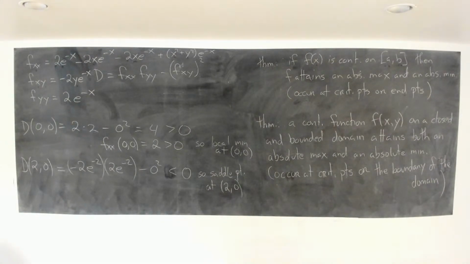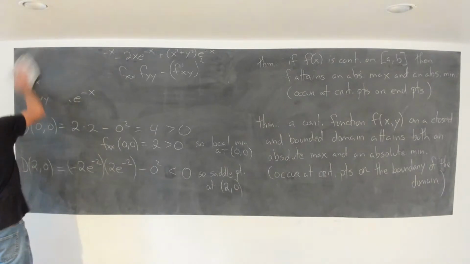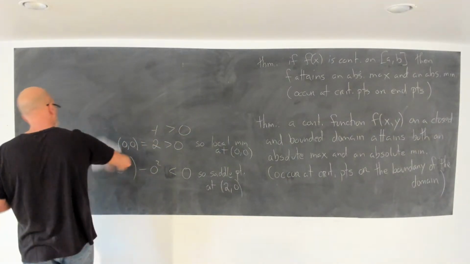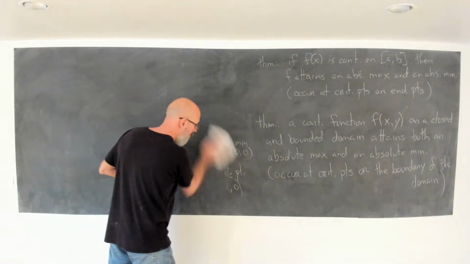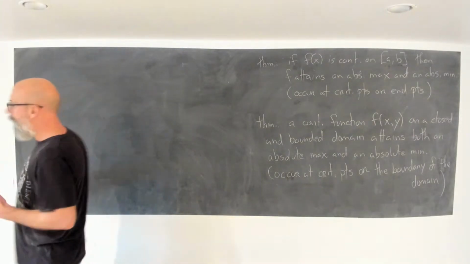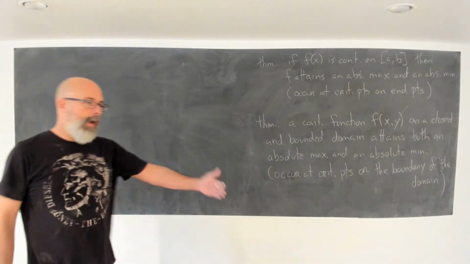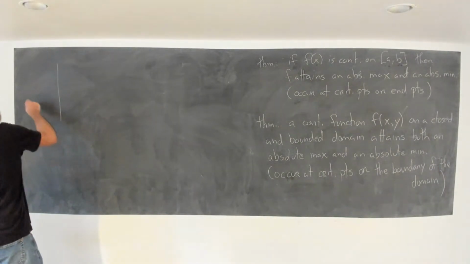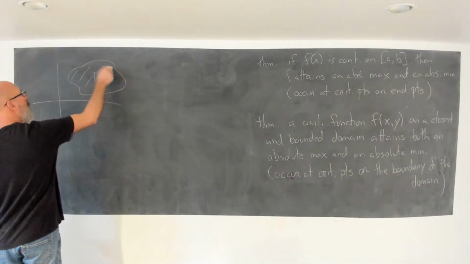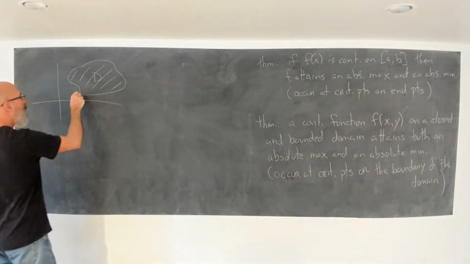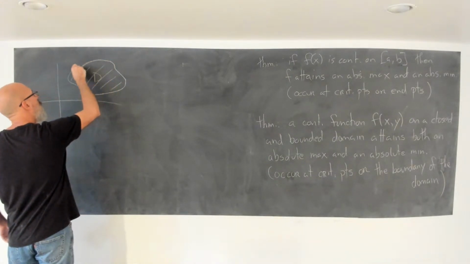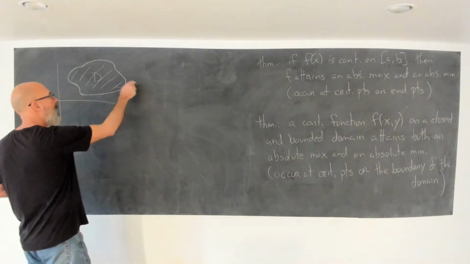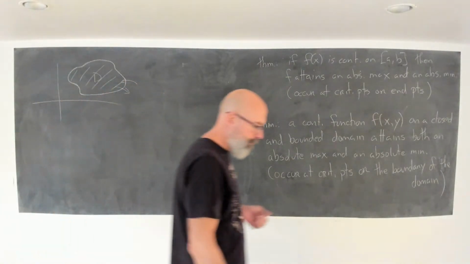And now the obvious question arises: what is the boundary? Well, the boundary is exactly what you think it is. The boundary is what you cross to go out of your domain or to go into the domain. If this is your domain, then the boundary is this. It's what you cross to get out or to go back in. It's like a border.